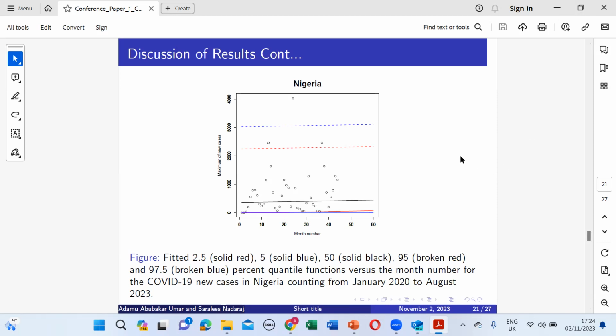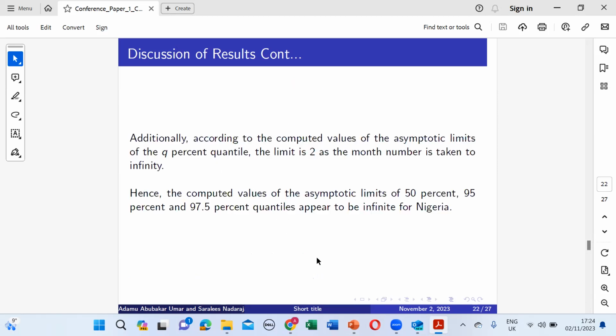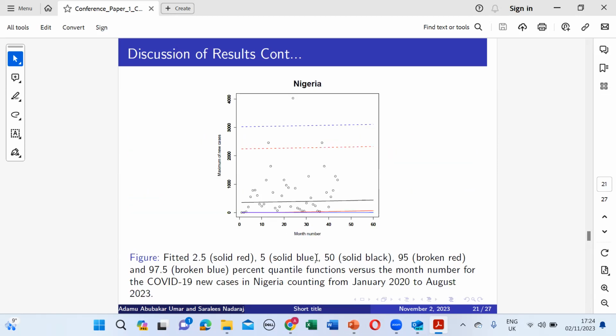So what is 2? Is that the number of cases, or what does 2 mean here? Hello? Yeah, I'm just asking, what does 2 signify? Is it the number of cases?